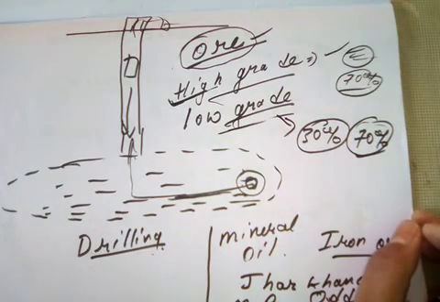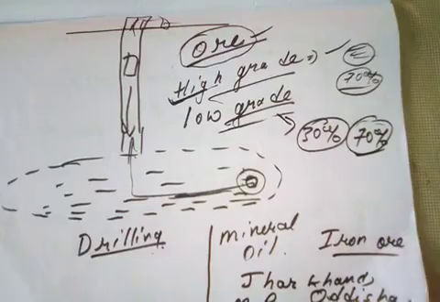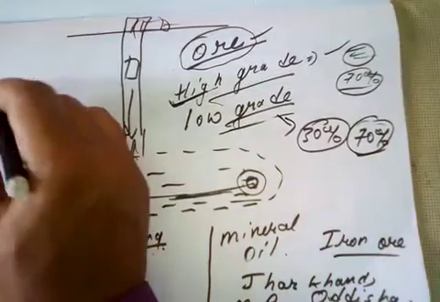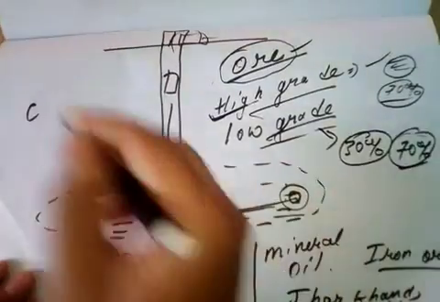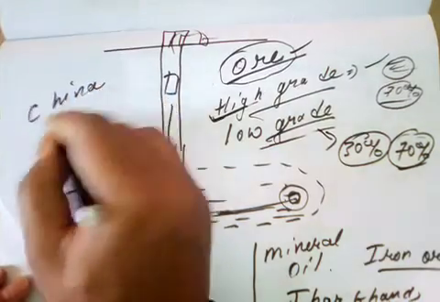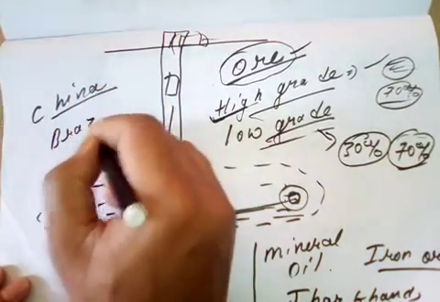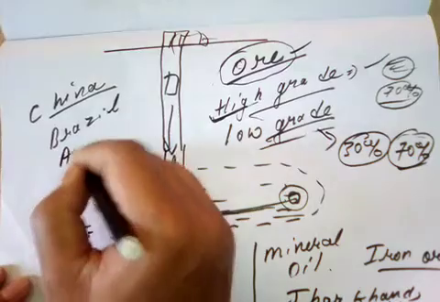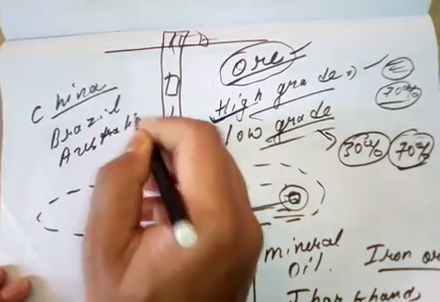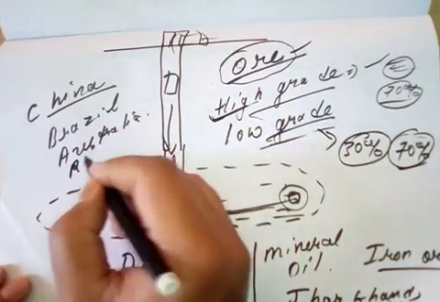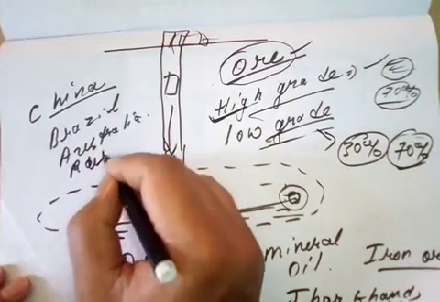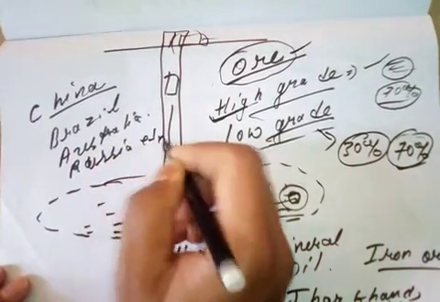Some other countries which are very rich in iron ore minerals are China, Brazil, Australia, also including India and Russia, etc.